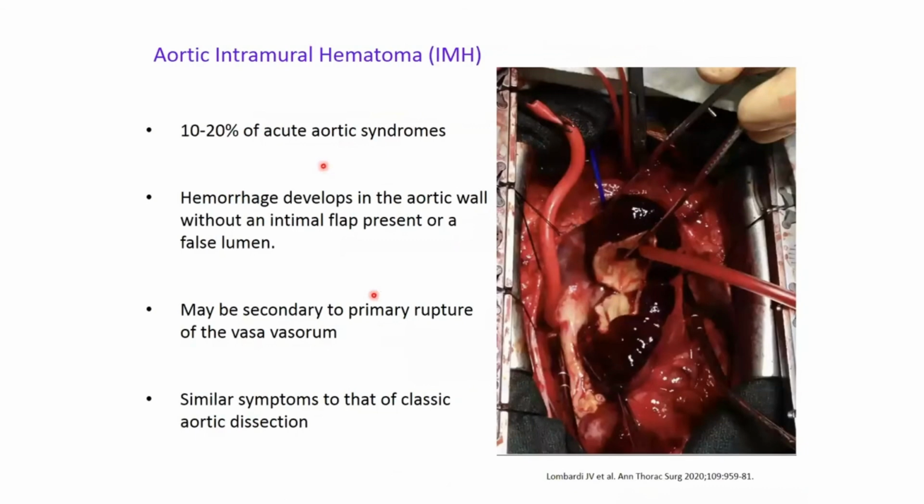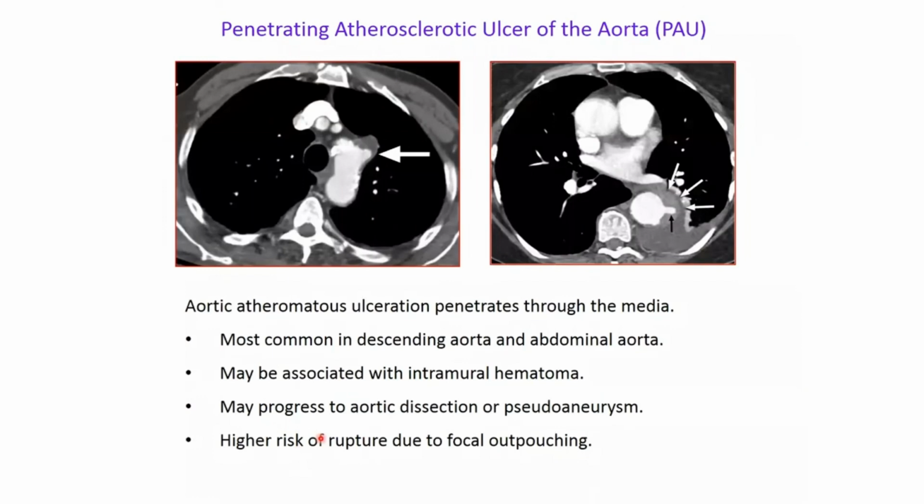With IMH, or intramural hematoma, which is 10 to 20% of syndromes, you can see the blood in the aortic wall and the intima is intact. It's a spontaneous hemorrhage of the vasa vasorum, or some people feel microscopic tears in the aorta, that presents similarly to a classic aortic dissection. That's called IMH. And a penetrating ulcer is where the aorta has atherosclerosis and calcification, and an ulceration occurs, leading to focal hematoma and risk of rupture.